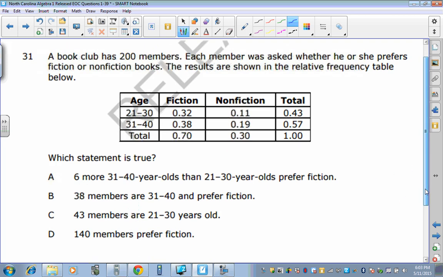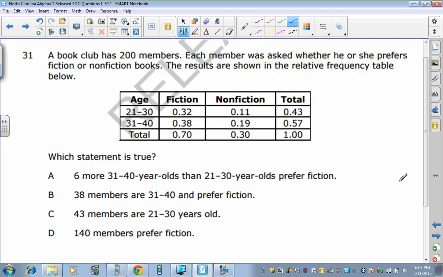Okay, let's look at this one now. This book club has 200 members. Which statement is true? I'm just kind of glancing, and I notice that there's 200 members here.